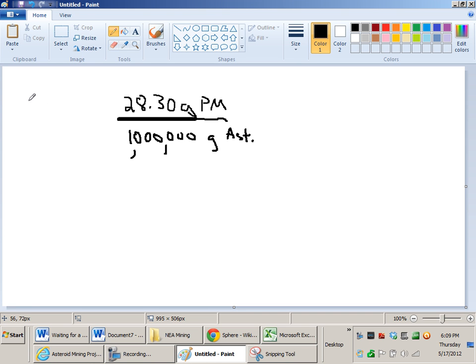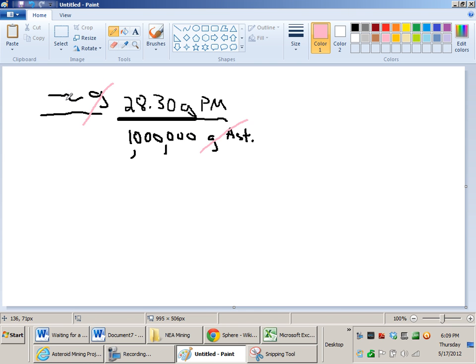Right, and you already have a mass of asteroid in grams from multiplying the volume of the asteroid by the density of the asteroid. So that would give you something in grams, and that's grams of asteroid, so it actually would cancel out with grams of asteroid in the bottom, and it would just leave you with grams of platinum group metals.